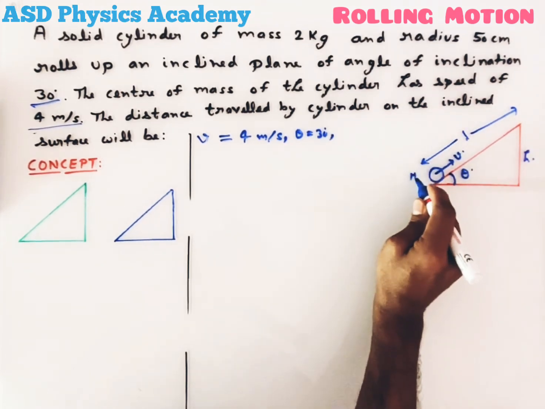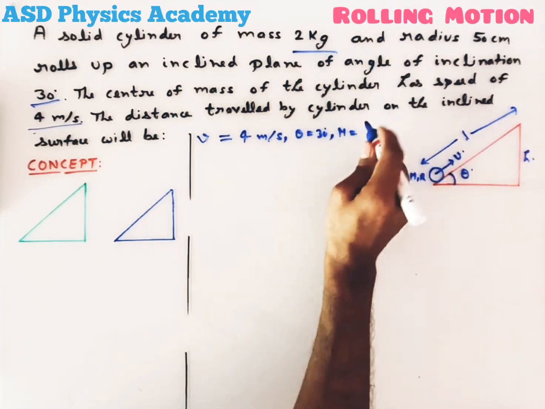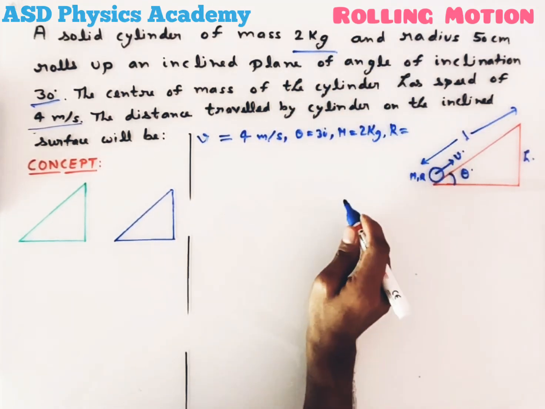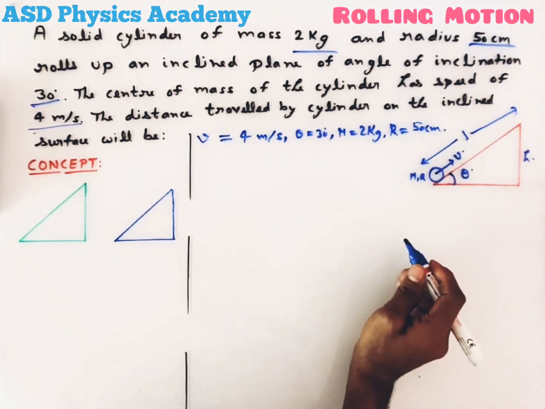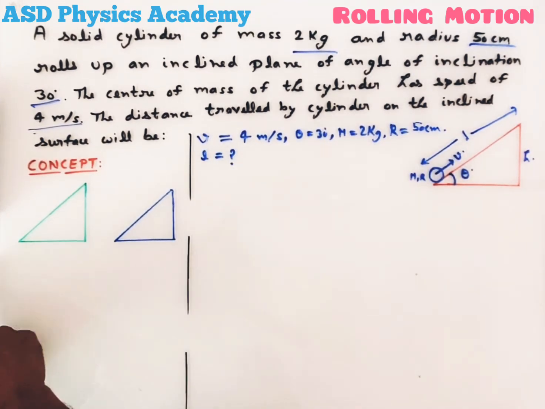Let's take mass of the cylinder is m, radius is r. So mass is given in the question 2 kg and radius is given in the question 50 centimeter, and we have to calculate this length, how much distance the cylinder rolls up.